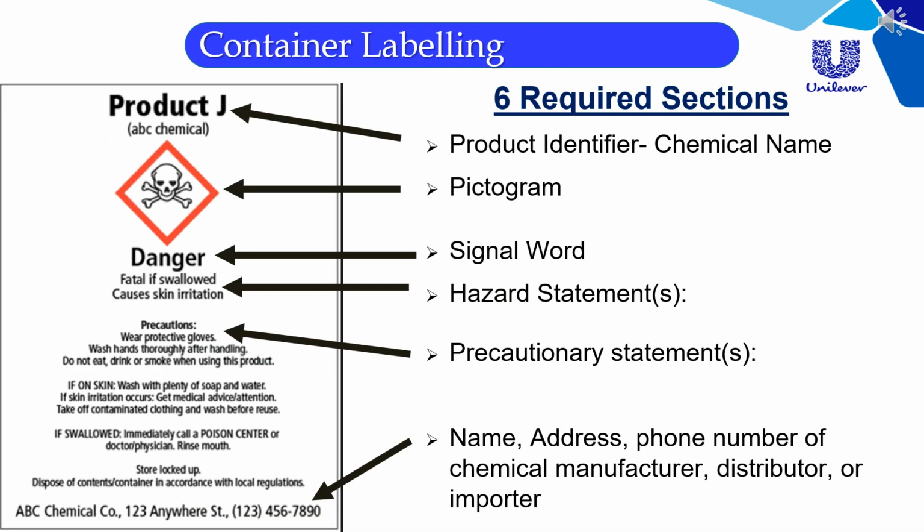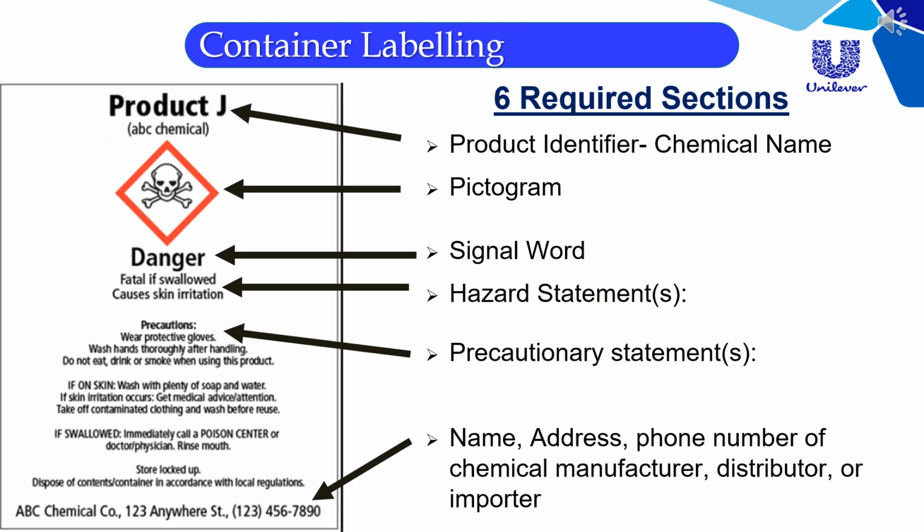All right, there are 6 required sections that must be on all container labeling. There has to be the product identifier, which is the chemical name. There has to be a signal word. It might be danger or warning, something like that. There must be a pictogram. In the picture to the left, you see the skull and crossbones. That's a pictogram. There has to be a hazard statement.